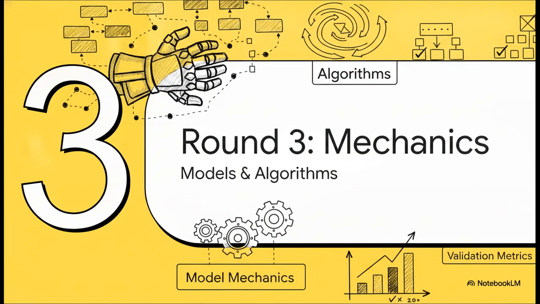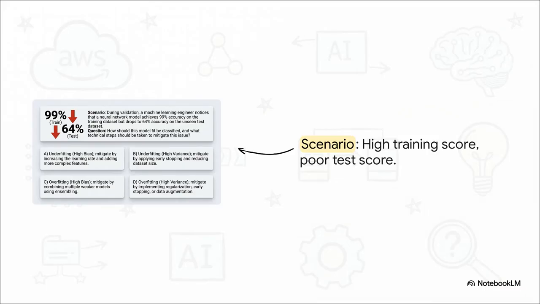All right, you've made it to the final gauntlet. Round 3, model mechanics and algorithms. Let's finish strong. Scenario 7. During validation, a machine learning engineer notices something pretty alarming. A neural network model achieves 99% accuracy on the training dataset, but drops all the way down to 64% accuracy on the unseen test dataset. How should this model fit be classified, and what technical steps should be taken to mitigate this issue?